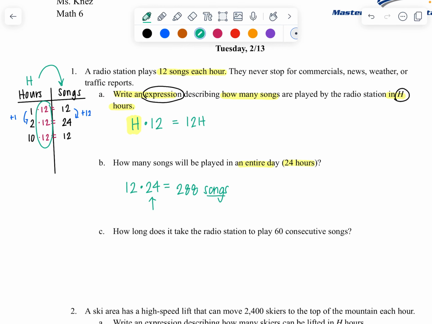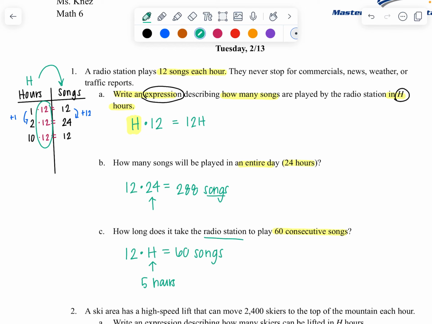In question C, they ask us, how long does it take the radio station to play 60 consecutive songs? Let's think about the original relationship. I know that 12 multiplied by some number of hours is going to get me to 60 songs. Some of you may see this multiplication sentence and immediately know the answer, that H is equal to 5, and your final answer is 5 hours.